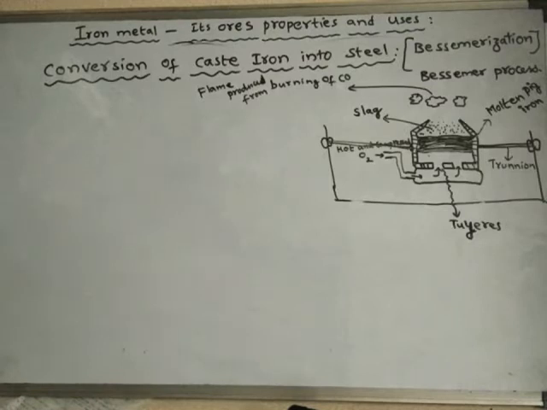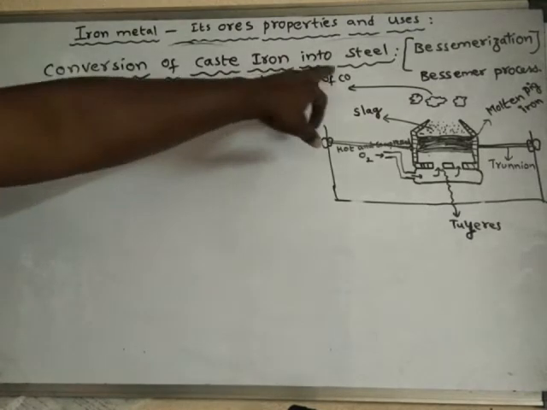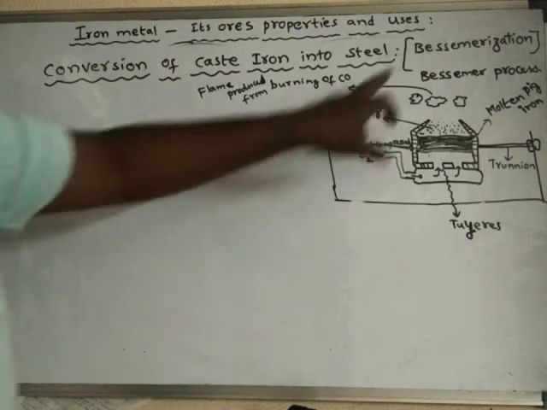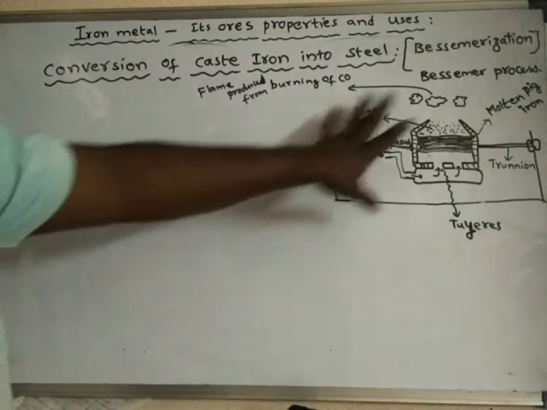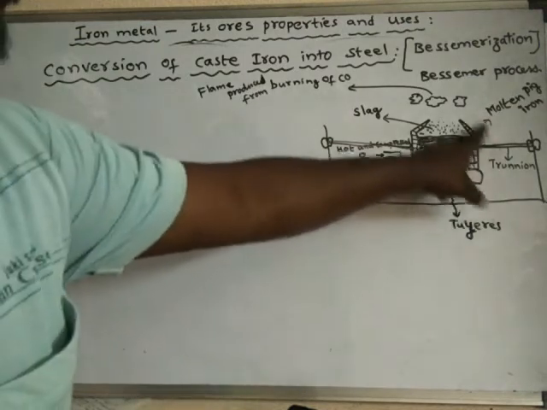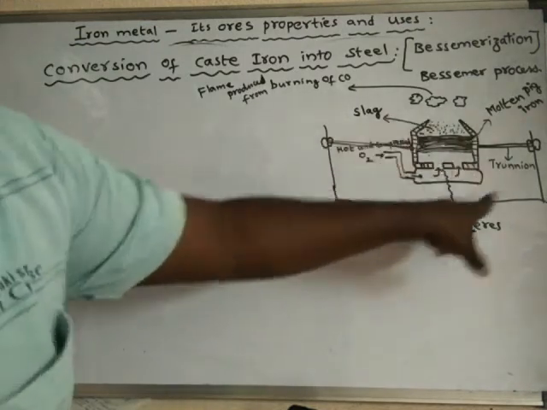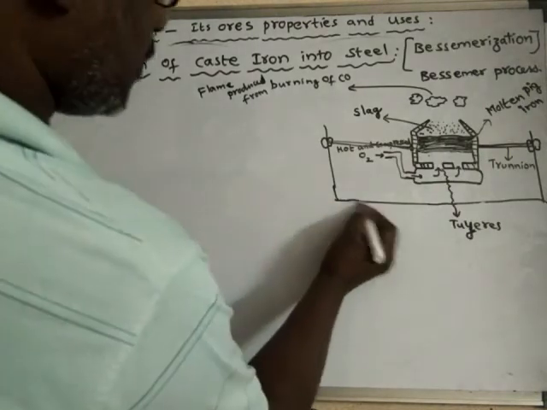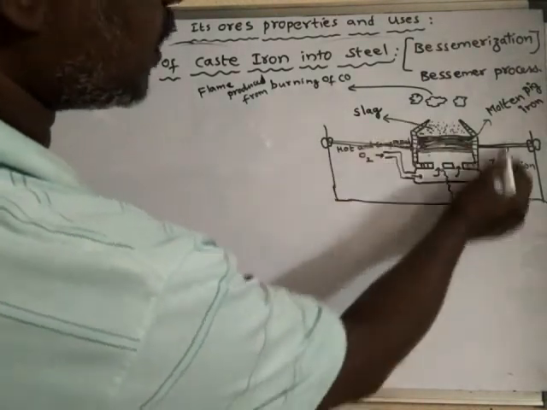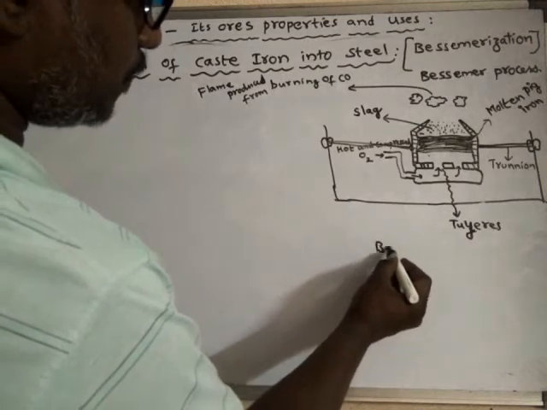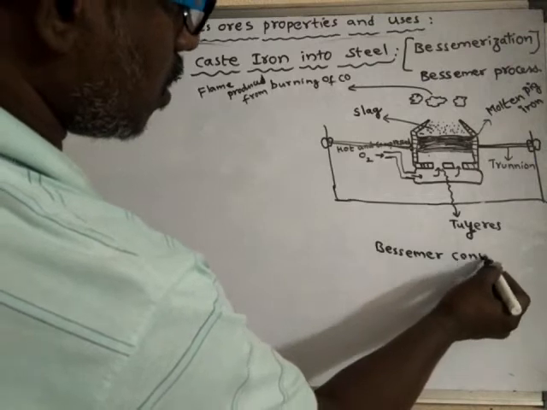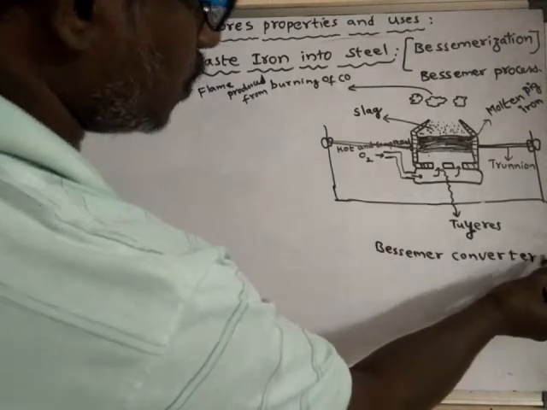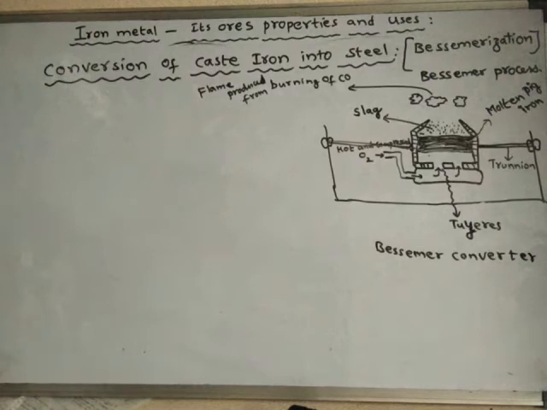So here, the conversion of cast iron into steel is called the Bessemer process. In the Bessemer process, we use a container known as the Bessemer converter. Inside the Bessemer converter, the cast iron is converted into steel.